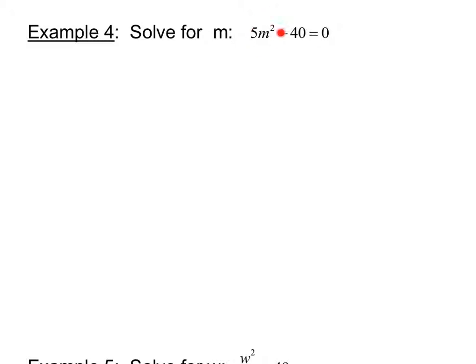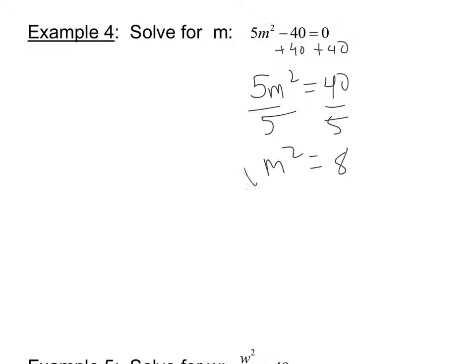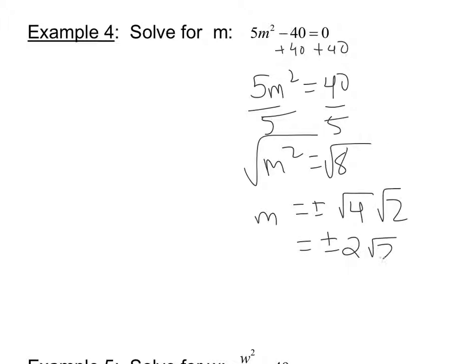Alright, see how there is just m squared, no m, no anything else, so add the 40. 5m squared equals 40, divide by 5. You get m squared equals 8, square root, so you get m equals plus or minus. Now remember, we can say square root of 4 times square root of 2, we have to simplify it, so it's plus or minus 2 square root 2. Okay? Let's keep going.